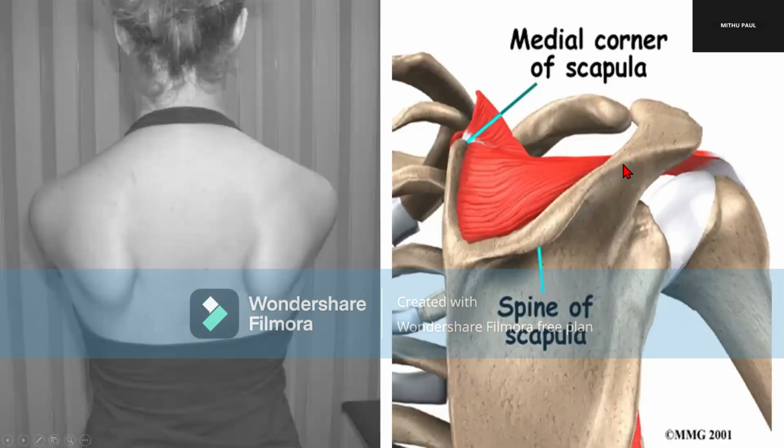This is another term to say about the spine, which is a linear elevation from the surface of the bone. So this is the spine of the scapula. This is the location of the scapula on your back.